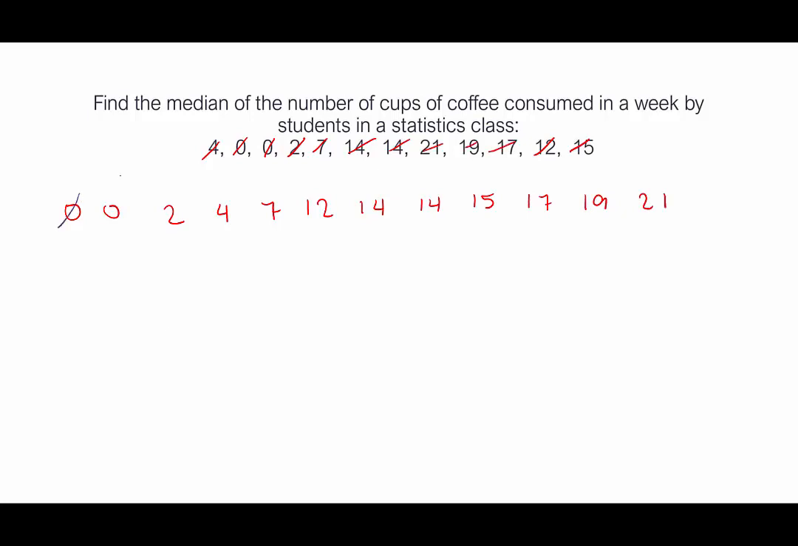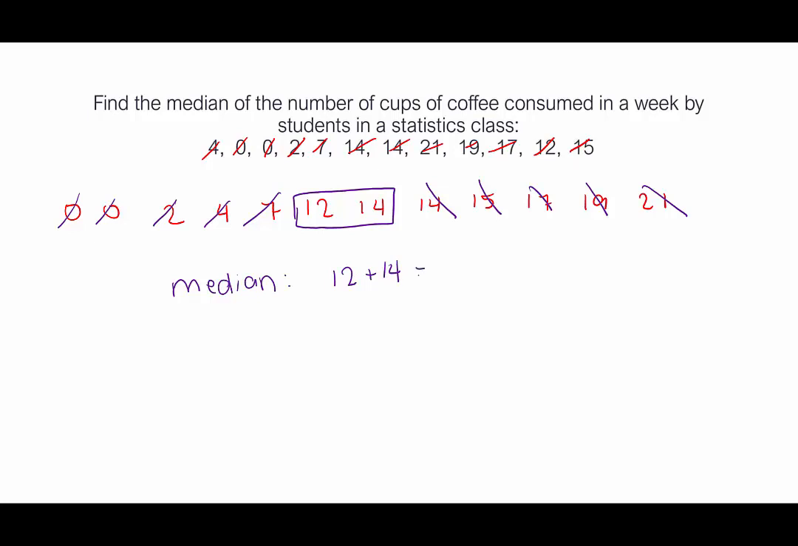I'm going to start off crossing out the least and the greatest. That's 2, 3, 4, 5. Okay, so here we have 2 numbers left in the middle, 12 and 14. So the median, remember what we do when there are an even number in our data set, we're going to add these 2 together. That would give me 26, and then I take 26 and divide it by 2, giving me 13. So the median is 13.